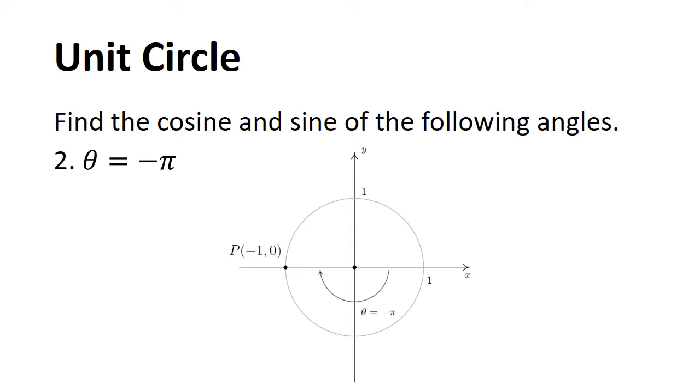And again, you see, yung terminal side ng angle na negative pi ay this time nasa negative x-axis naman. Okay? Therefore, yung point P din is nandun sa negative x-axis. And therefore, also, yung y-coordinate niya ay magiging 0 and yung x niya, negative 1 naman. Kasi again, the radius of a unit circle is 1, and since we are in the negative x-axis, so negative 1. Therefore, ang cosine ng angle negative pi ay equal sa negative 1, and ang kanyang sine ay equal sa 0.